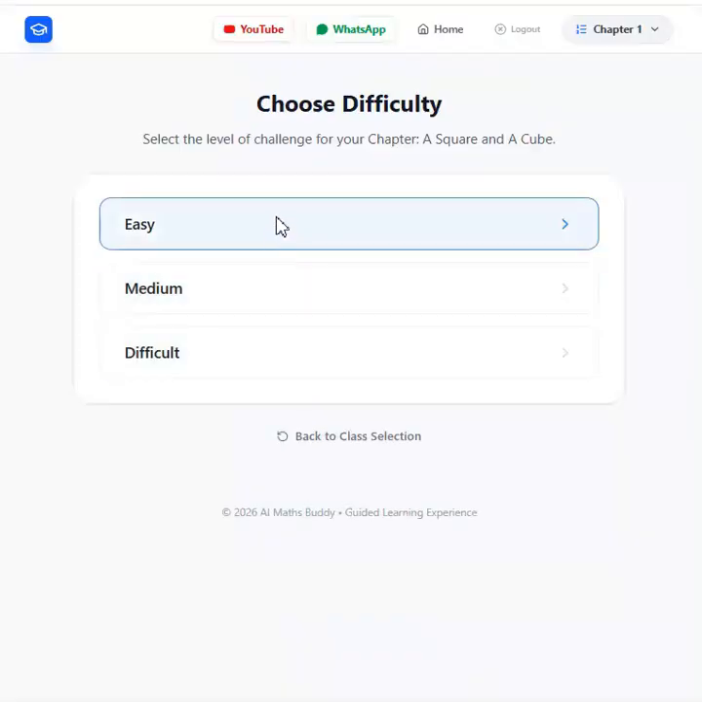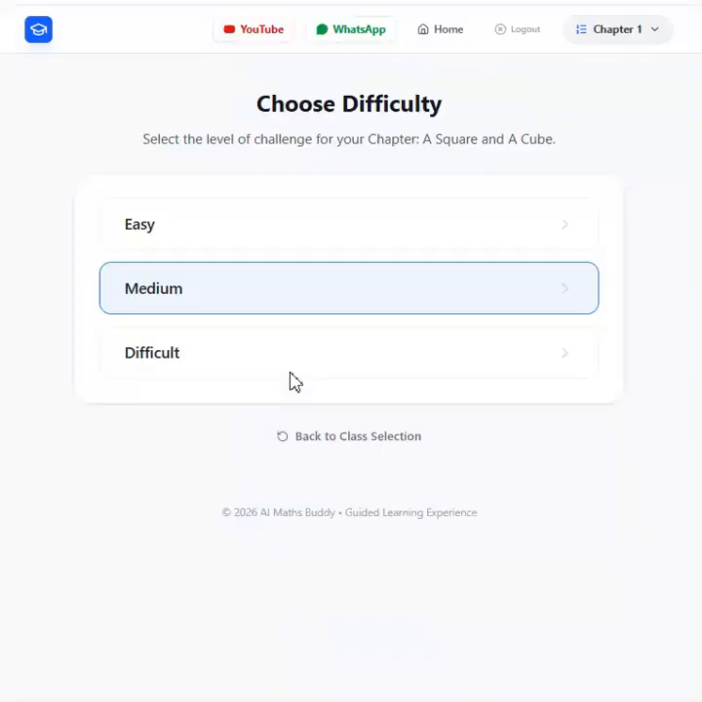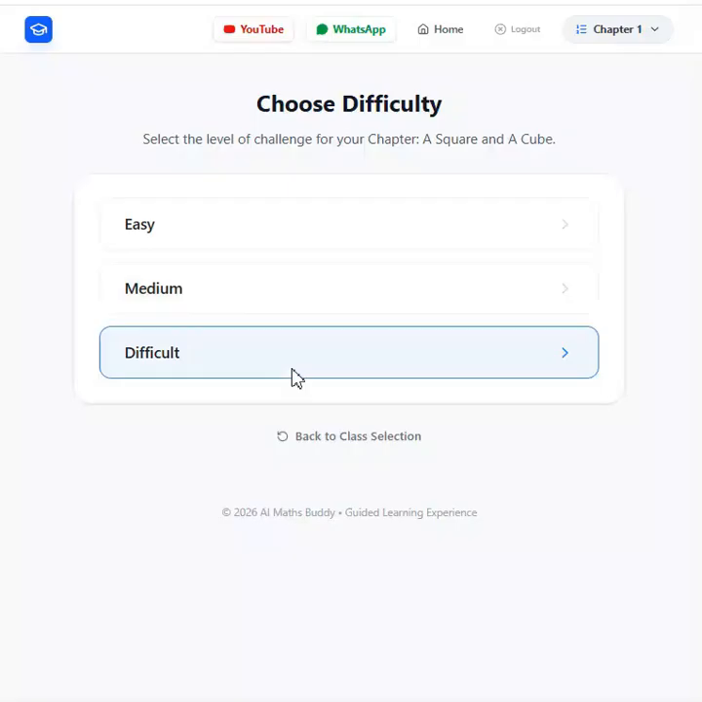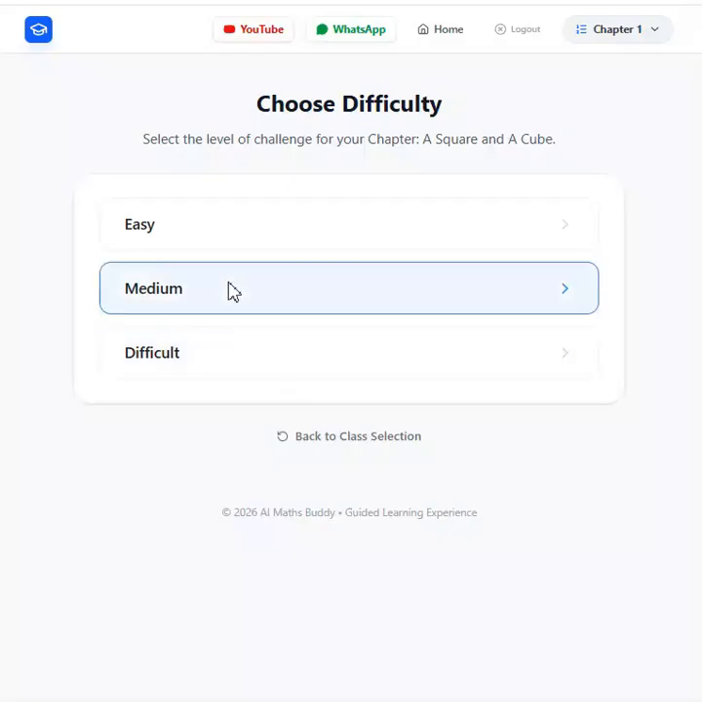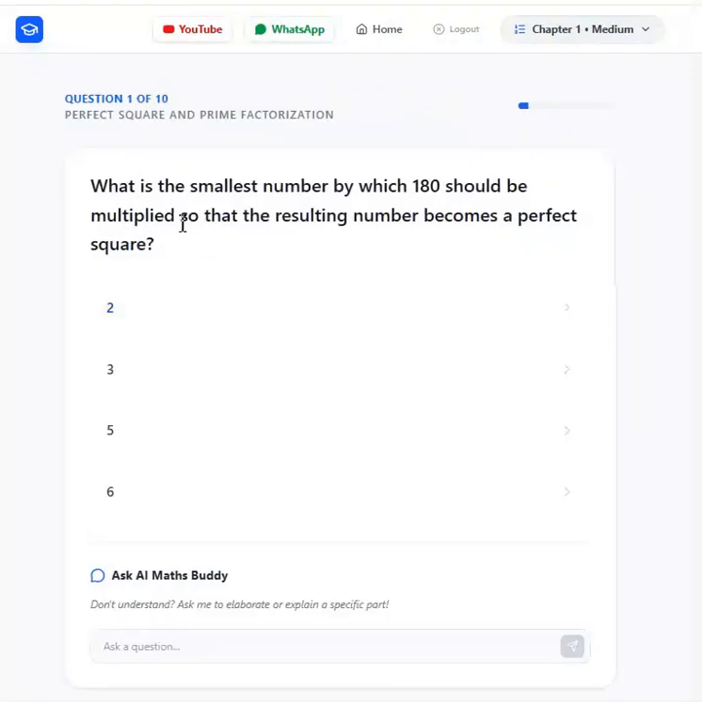Now, if you have just started, you can choose easy. If you are quite good in this chapter, you can choose the difficult level of questions. But let's say on an average, you choose a medium level of difficulty for this chapter. So the first question it shows is, what is the smallest number by which 180 should be multiplied so that the resulting number becomes a perfect square?